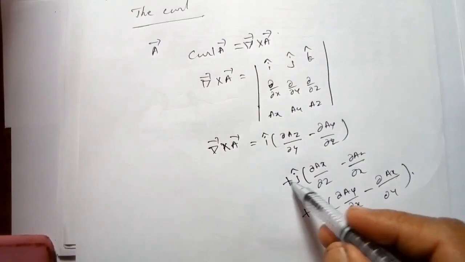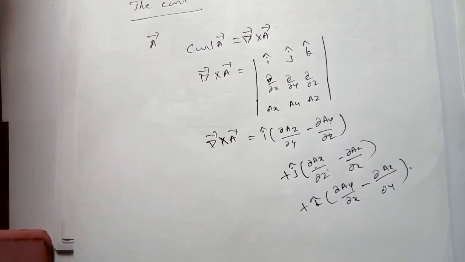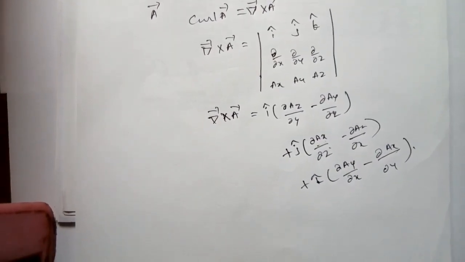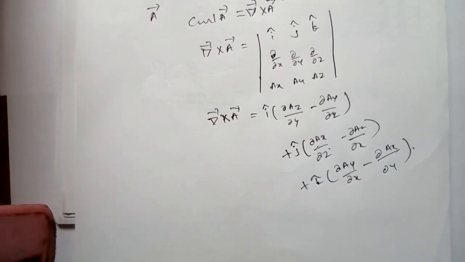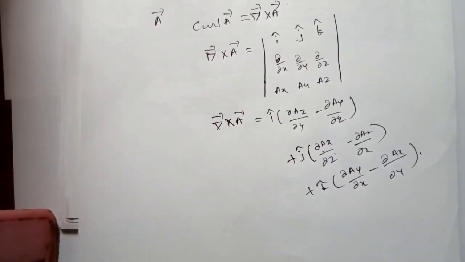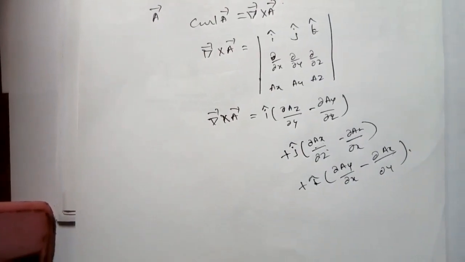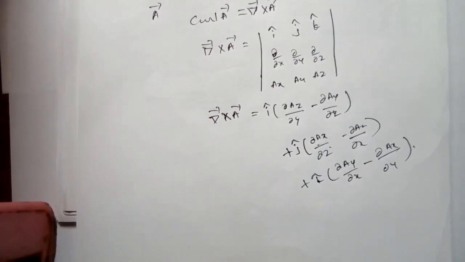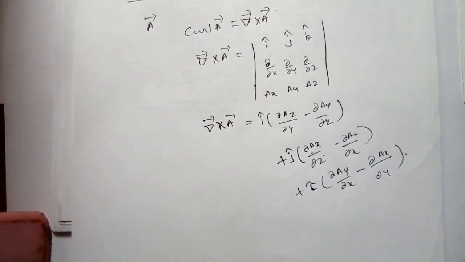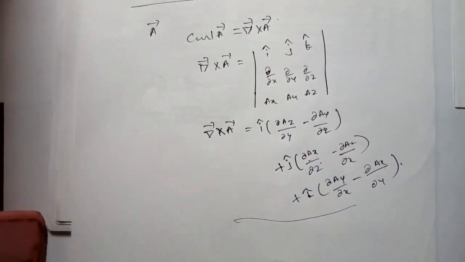Of course, here I made it positive by interchanging dou by dou x of Az and dou by dou z of Ax. I interchanged that, so the negative sign comes outside and it becomes positive. That is how I made it. So this is exactly what del cross A is mathematically.